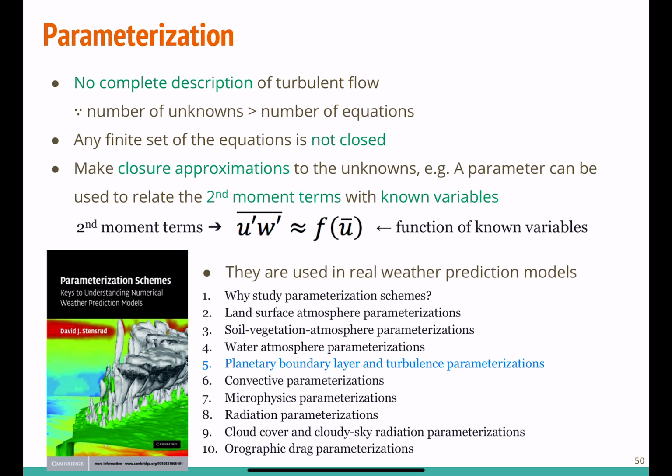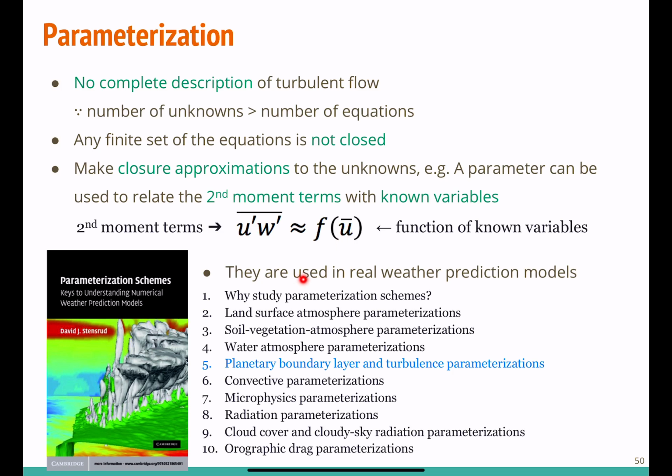Because we don't have the complete description of everything, and in this course we talk about turbulent flow, we always have more unknowns than the number of equations, and a lot of the equations are not closed, so we need parameterization to close the equations. So in this course we always talk about this. We have the things that we don't have equations for, and then we have the things that we have the equations for, and then we relate them so that we can close the equations.